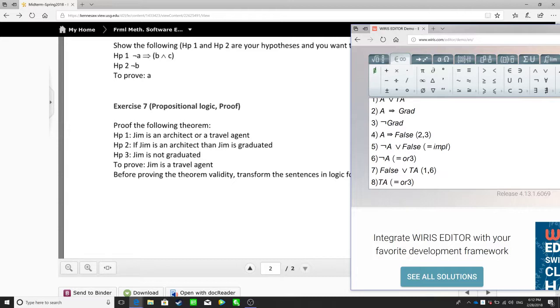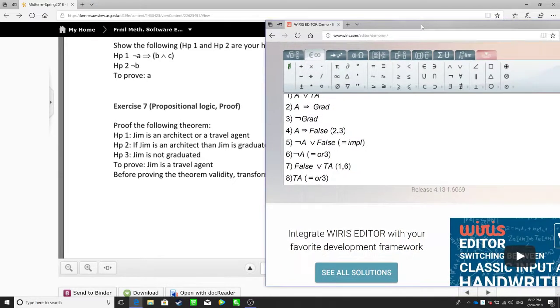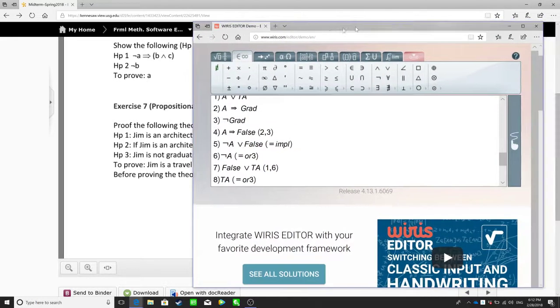So there may be some other way to prove this, where you apply some other rule or do some other transformation to the expression, but finally you will reach there, because the logic is the logic. You may have different ways to reach the destination, but the truth is truth. The logic is Jim is a travel agent. Okay. So that's the midterm.